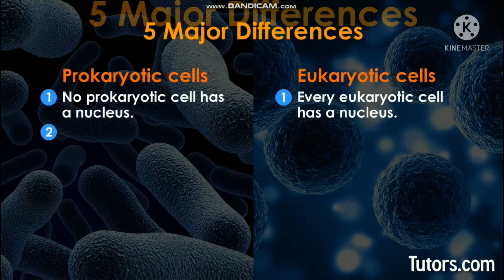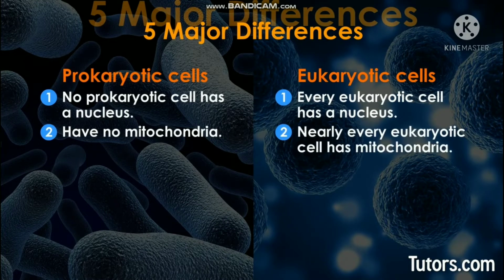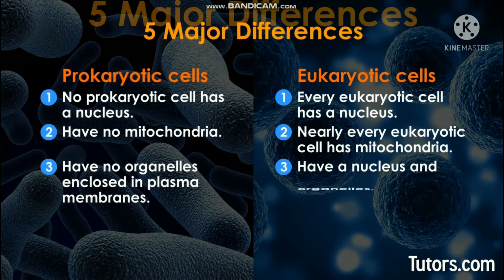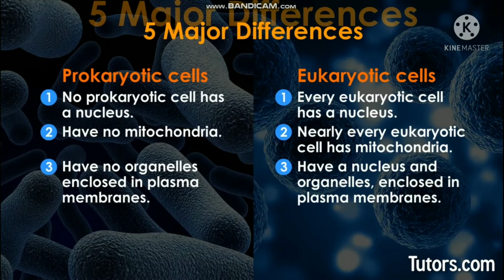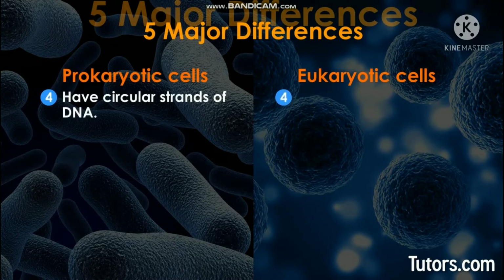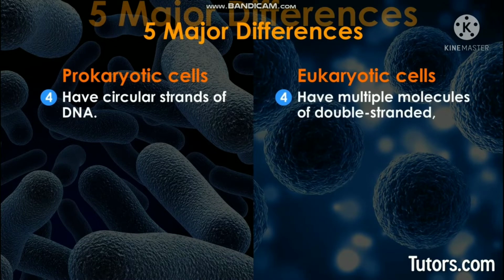2. Prokaryotic cells have no mitochondria. Nearly every eukaryotic cell has mitochondria. 3. Prokaryotic cells have no organelles enclosed in plasma membranes. Every eukaryotic cell has a nucleus and organelles, each enclosed in plasma membranes. 4. Prokaryotic cells have circular strands of DNA. Eukaryotic cells have multiple molecules of double-stranded, linear DNA.